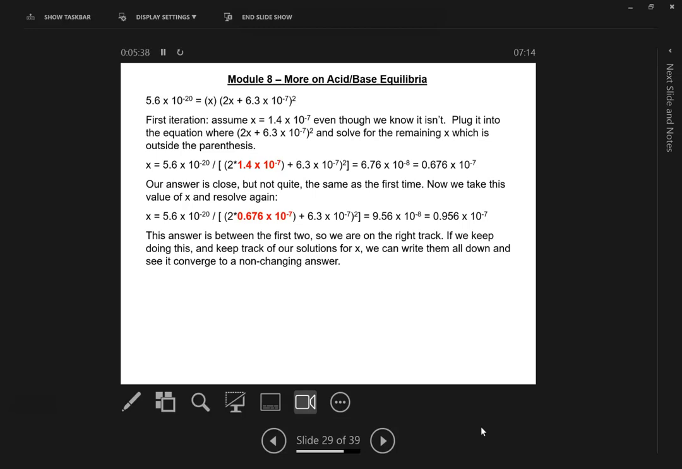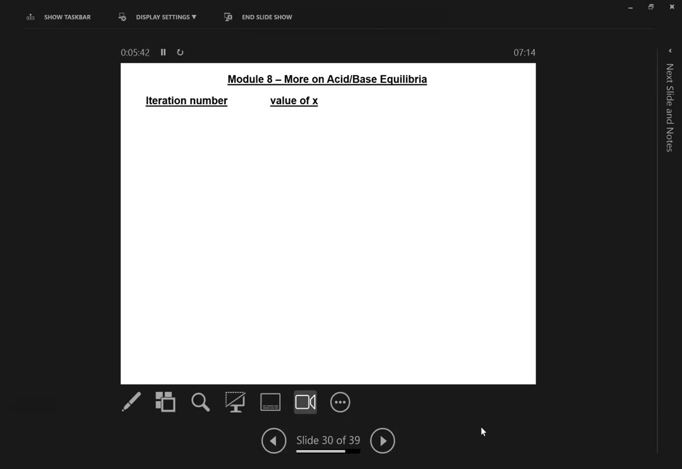And if I just keep doing this, and I keep track of our solutions, I see what happens. I'm rounding rather than using all my sig figs. Now if I do this 8 times, I get an answer that converges, or stops changing, at a value of 0.87 times 10 to the minus 7th. So that's going to be our answer, 0.87 times 10 to the minus 7th.